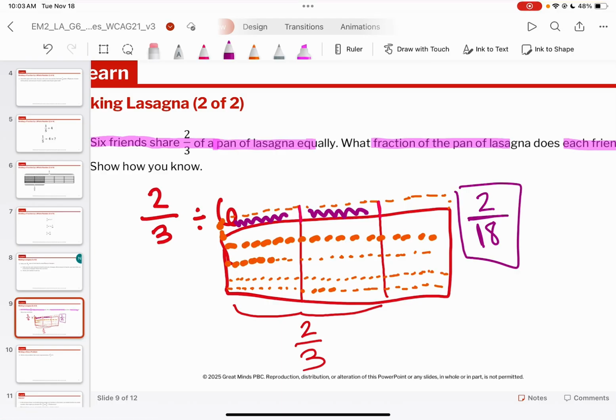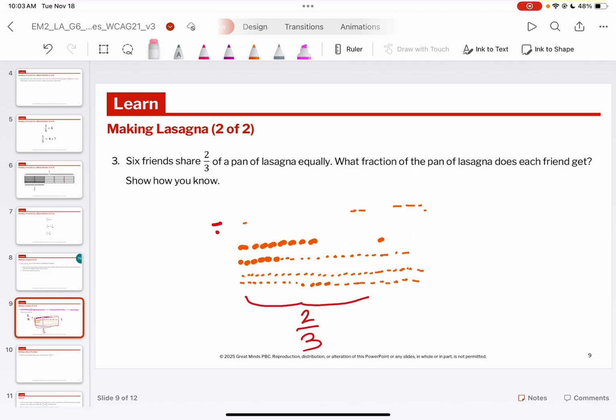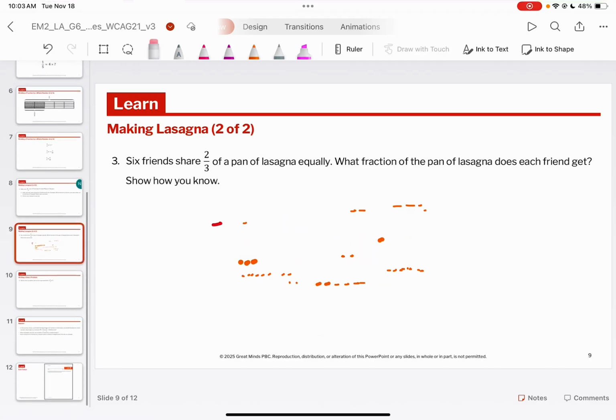Why would you buy 1 lasagna for 6 friends? You want to go buy 2? Well, look, lasagna is expensive sometimes. Maybe they're kids or something. Times are tough. Maybe that's all they could afford. You're going to have to ask the 6 friends. Me personally, I don't want 2/18 of a lasagna. I think I would want a little more.